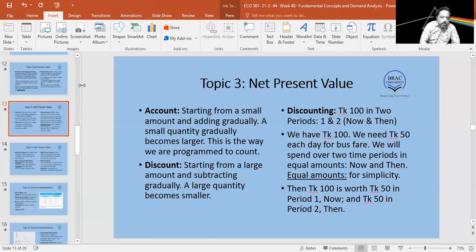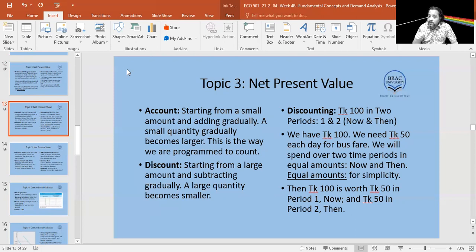Now, in net present value, we introduce a concept called discounting. Counting can be done in two ways. If we start from a small value and add up slowly, it's accounting. If we start from a large value, for example, at the beginning of the month we have a lot of money in our pocket, and then we start counting backwards, we spend something on this, something on that, we are also counting, but in the opposite direction, which is known as discounting.